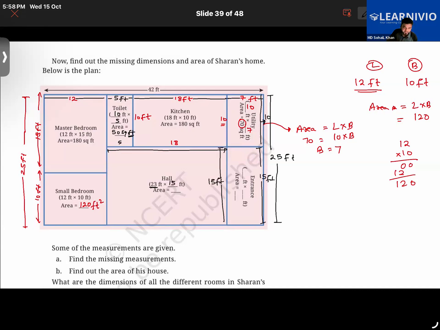Now we need to multiply to find the area. Tell me what will be the area. Multiply 23 with 15.